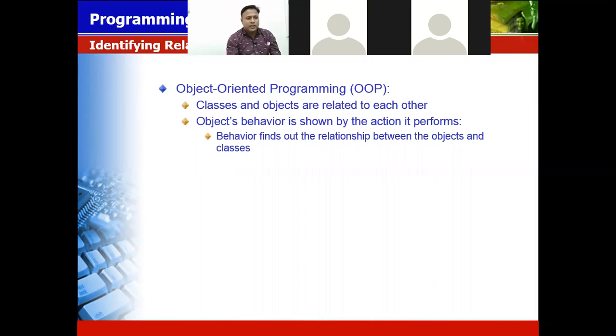So when you are talking with your parents or with your father, it seems there is a relationship between father and son or daughter. When you are talking with your mother, your behavior is very casual. Okay. And when you are talking with your friend, it is more casual. The class and object are related to each other. Object's behavior is shown by the action it performs. Behavior finds the relationship between the classes.